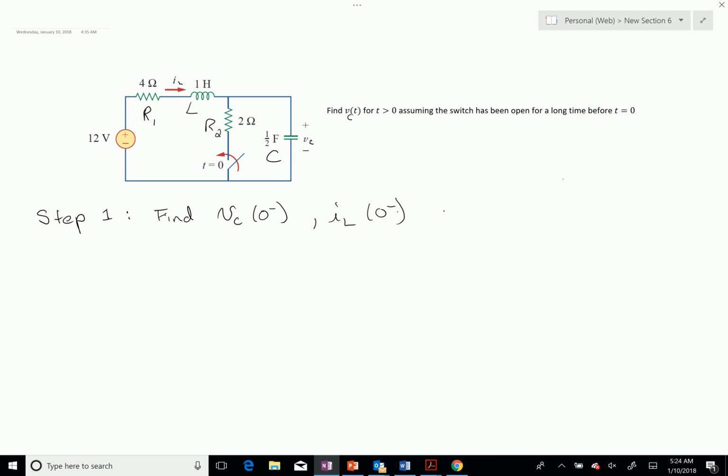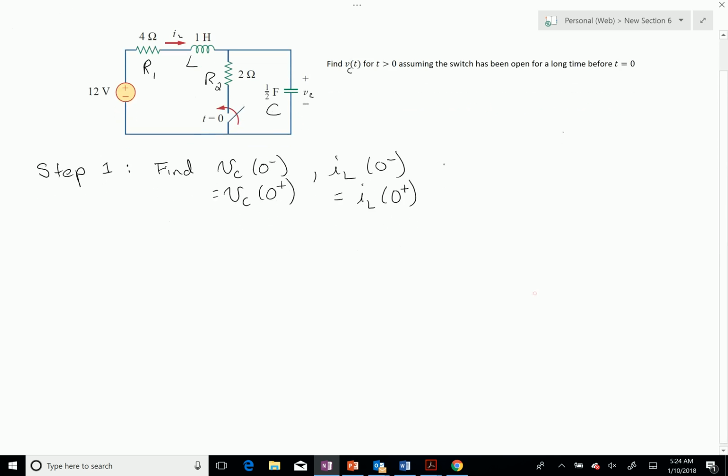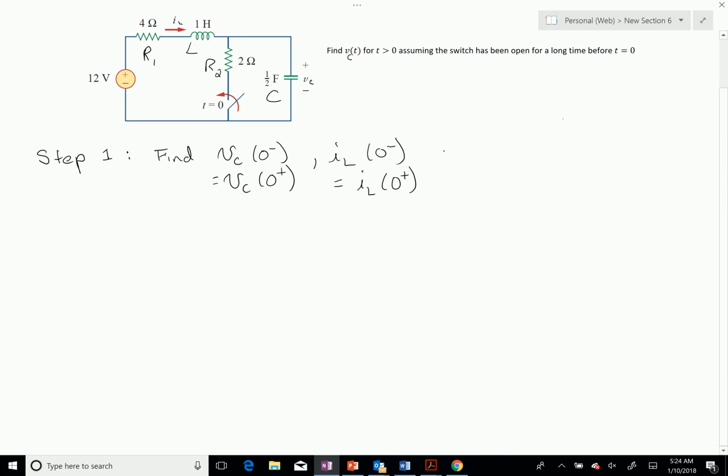And the reason I start with those two in particular is because I know that VC of 0 minus always has to equal VC of 0 plus, and IL of 0 minus always has to equal IL of 0 plus. That will help me to get part of what I need for my initial conditions. So to do that, I need to look at this circuit before that switch is closed.